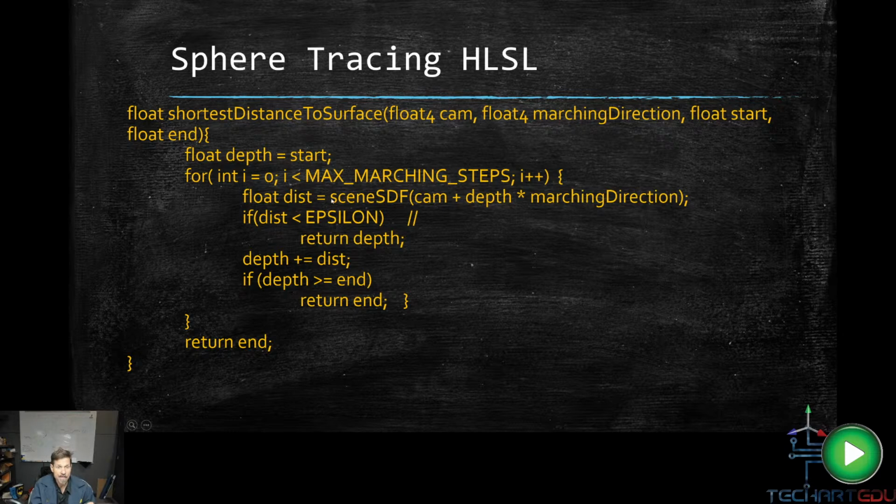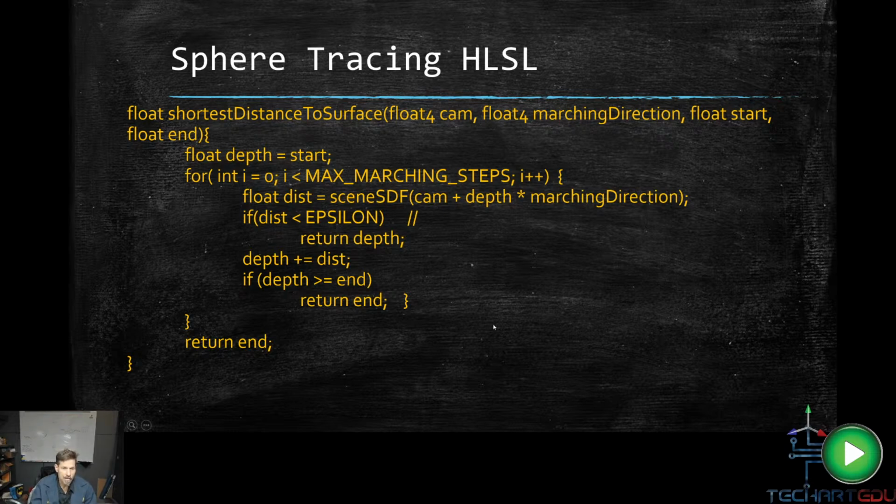And then the first step is, we just take the distance and we say, okay, signed distance function, how far are we away from the camera? And then we check, okay, if this distance is smaller than some very small number, which we're going to call epsilon, then we're just going to return out of the function and return the depth that we're at.